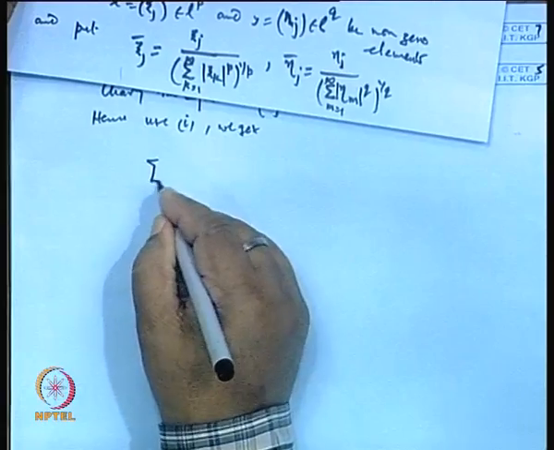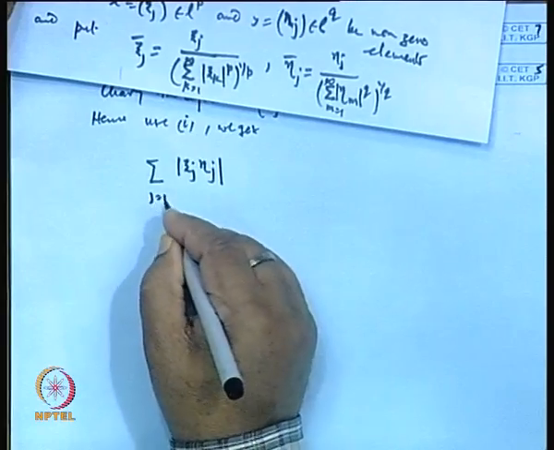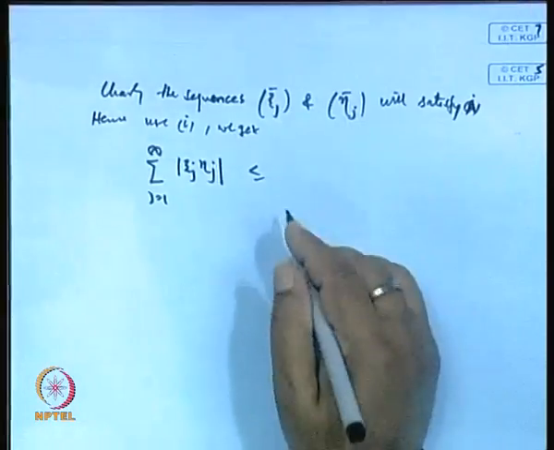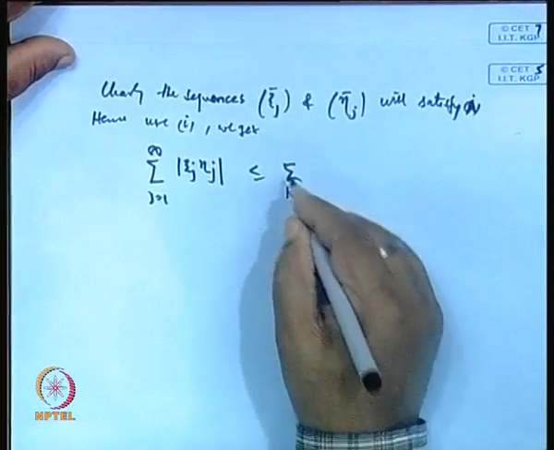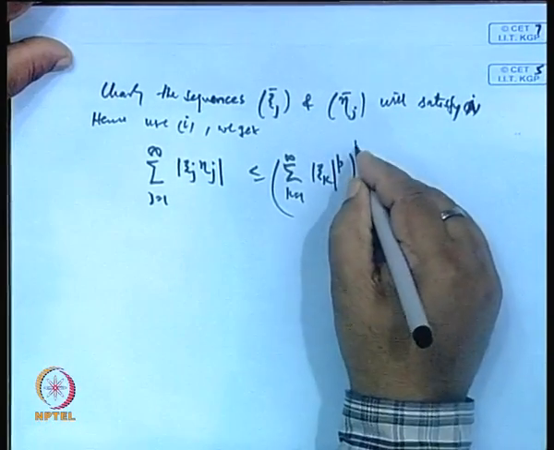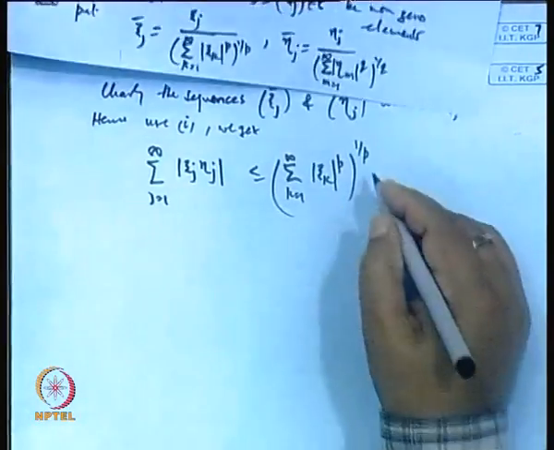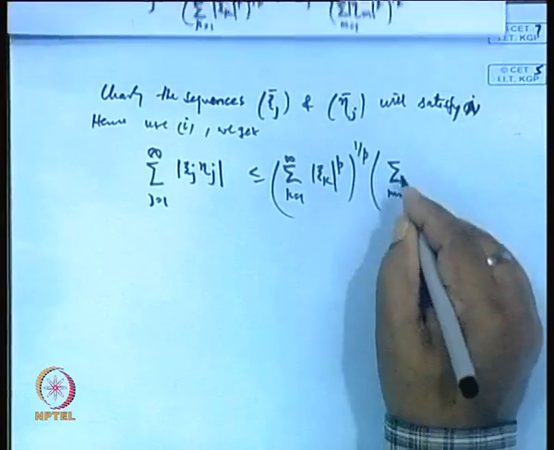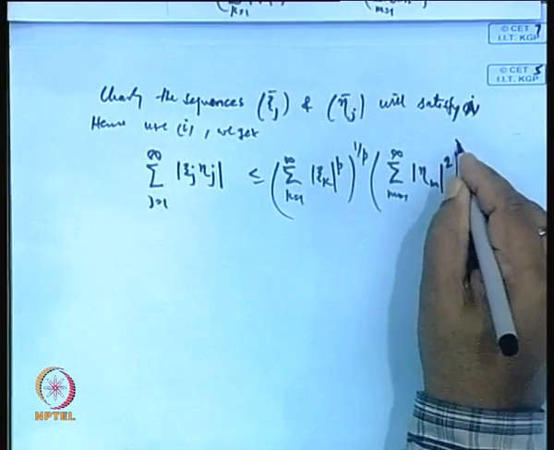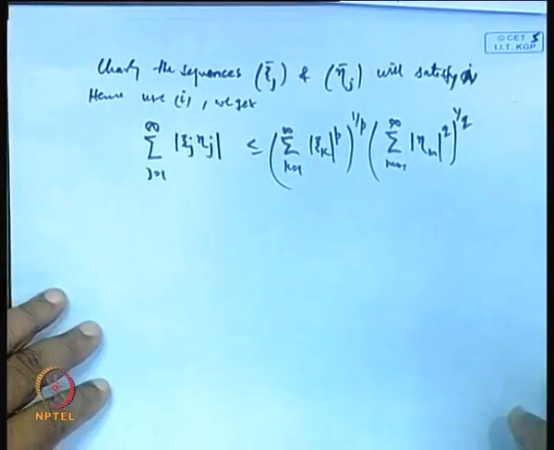So, sigma j equal to 1 to infinity of mod xi_j eta_j is less than or equal to, is it not, sigma k equal to 1 to infinity mod xi_k to the power p, whole to the power 1 by p, into, is it not, this into this, sigma m is 1 to infinity mod of eta_m to the power q, whole to the power 1 by q, and that gives you the Holder's inequality.